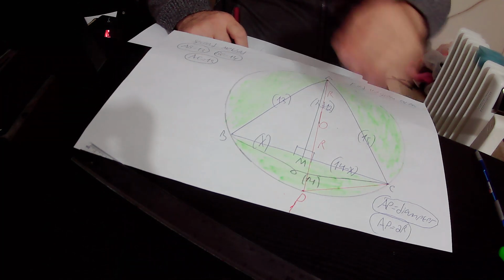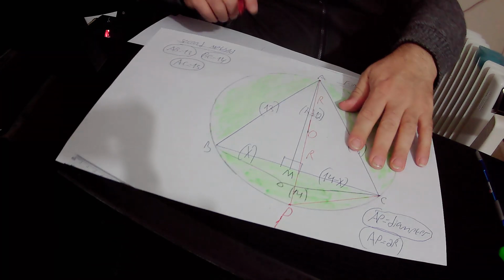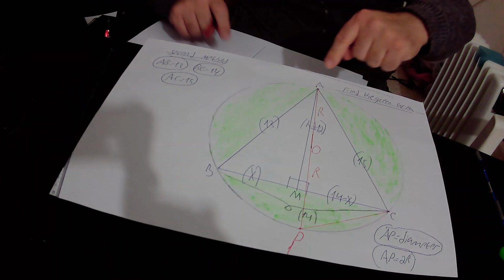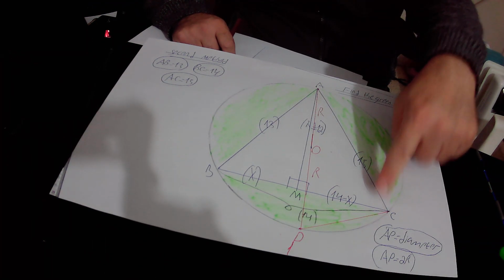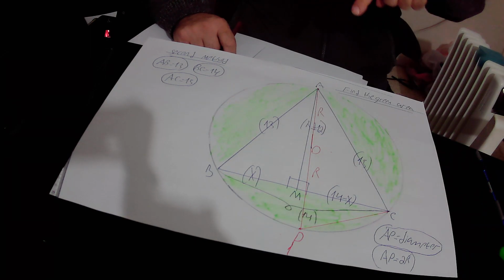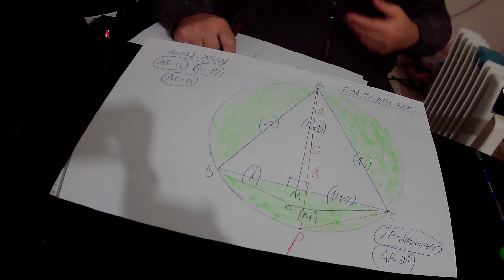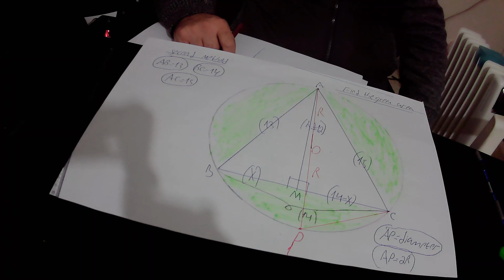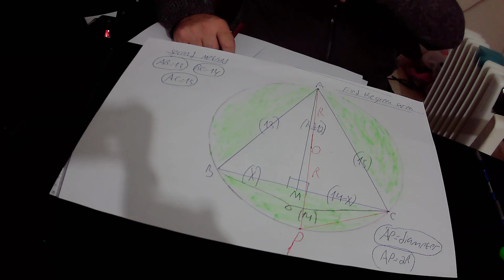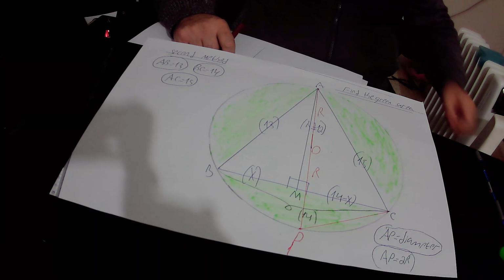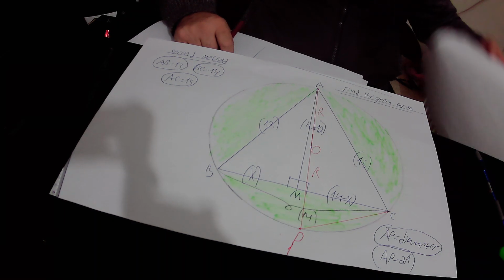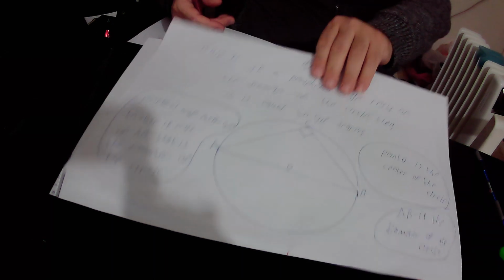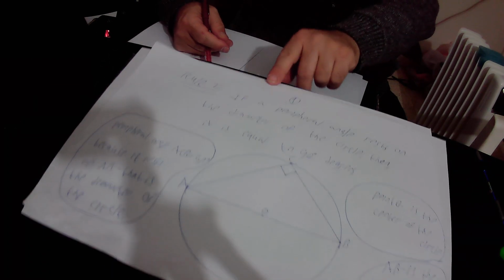By joining point C and P, we actually created here peripheral angle ACP. This peripheral angle ACP rests on chord AP. Chord AP is the diameter of the circle. And we have rule number 7 that states that any peripheral angle that rests on the diameter of the circle must be equal to 90 degrees. So this is rule number 7.